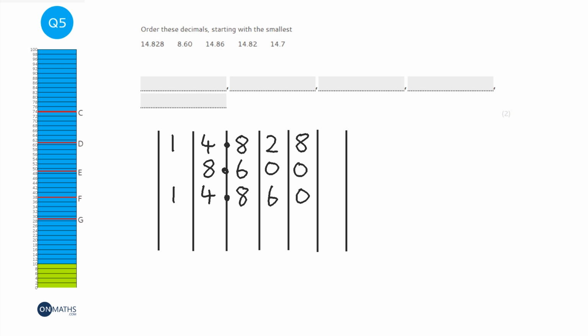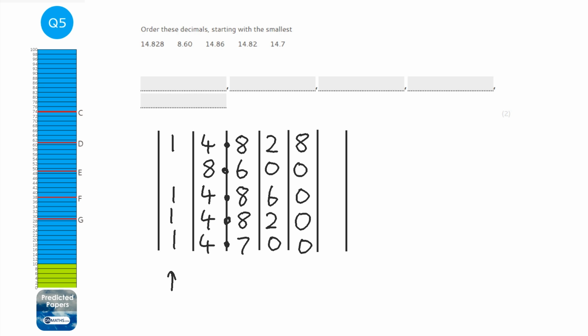14.86, I'm going to put 0 in there. 14.820, and then 14.7. Now we're starting with the smallest, so I'm looking for the smallest one first. Well, the smallest one's leaping out because if I just look at this column, there's only one number that has a 0 there, all the rest of them have 1. So the 8.60, and I have to put the 0 because that's how it said in the question, is definitely the smallest.